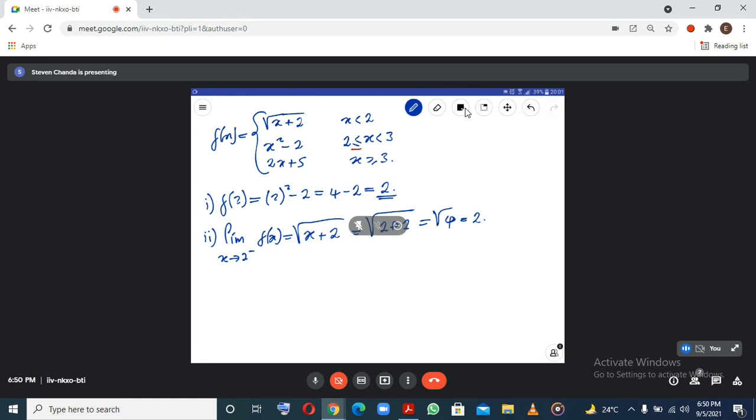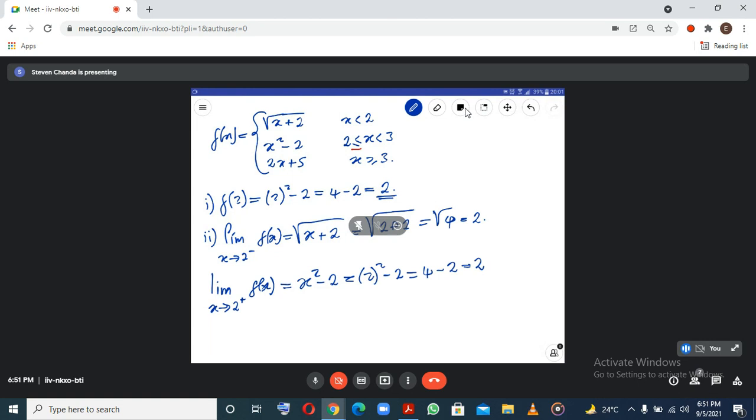So now let's come again to the limit as x approaches 2, but from the right side, so that's a plus there. We know we are coming from the right, so here we're going to use the second equation of the piecewise. We're going to put 2 there and 2 there. So what you're going to have is 4 minus 2, which is going to be 2.